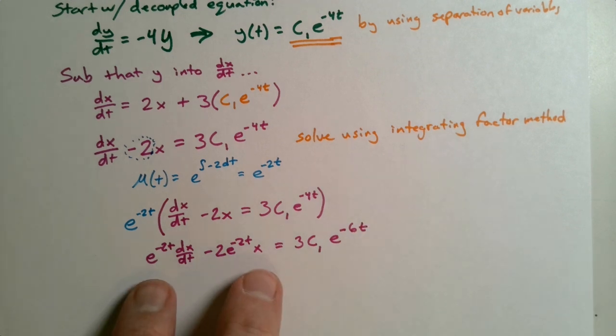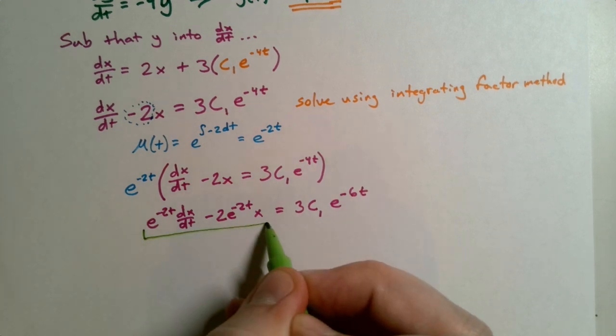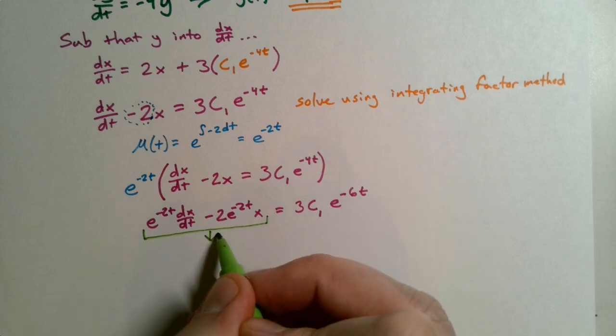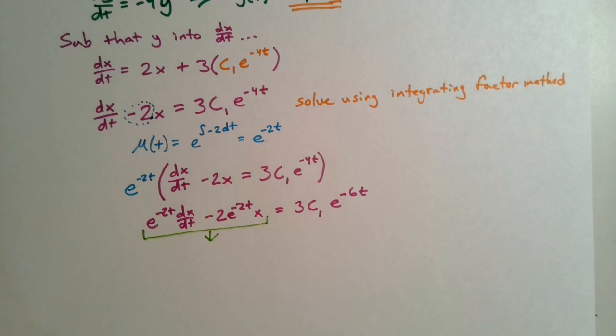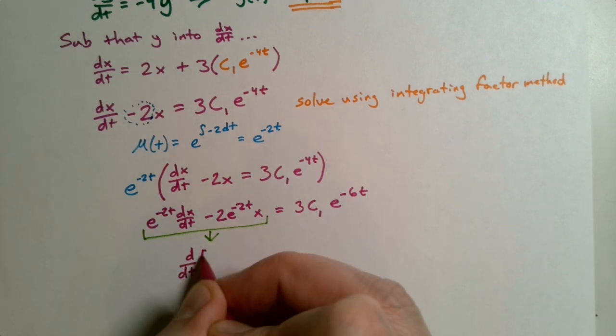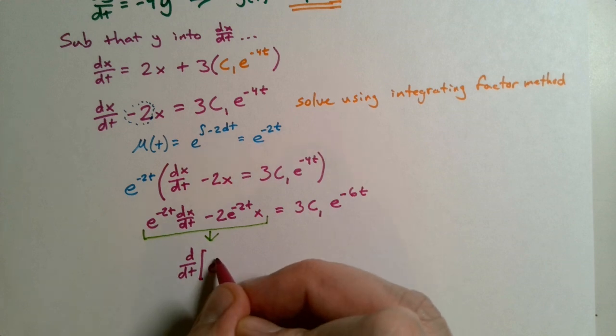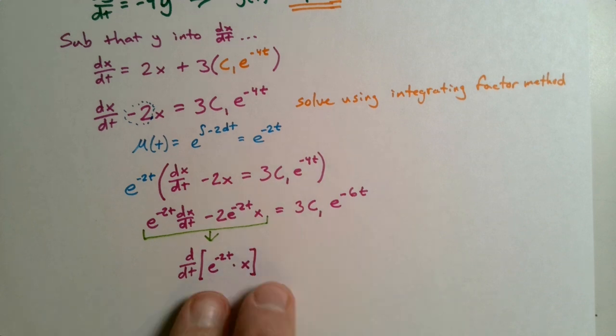And now if I played my cards right and did my integrating factor method correctly, all of this, both of these two terms, is really the product rule derivative with respect to t of my integrating factor, e^(-2t), times x. So just pause for a second and verify, make sure that we did it right.